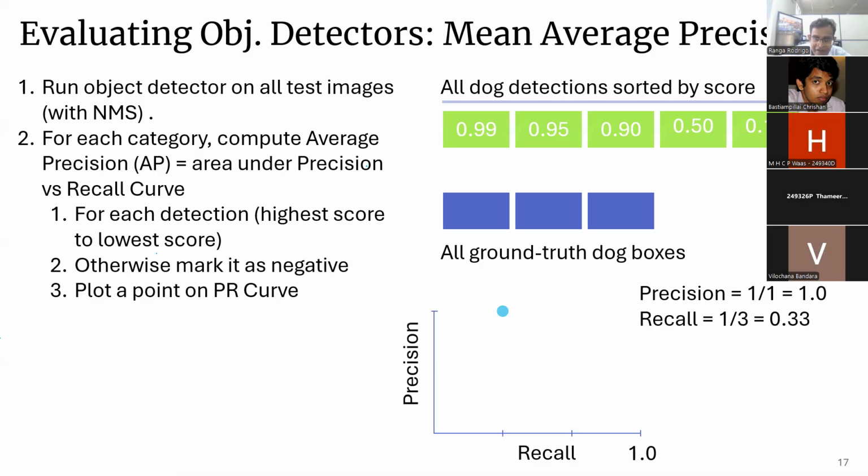So you can see here all the dog detections sorted by score in that image, and all ground truth dog boxes. What we do is run object detectors on all test images with NMS. For each category, compute average precision, the area under the precision versus recall curve. For each detection, from highest score to lowest score, otherwise mark it as negative. Plot a point on the PR curve.